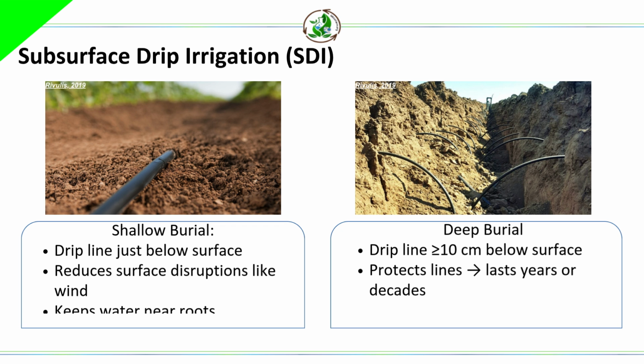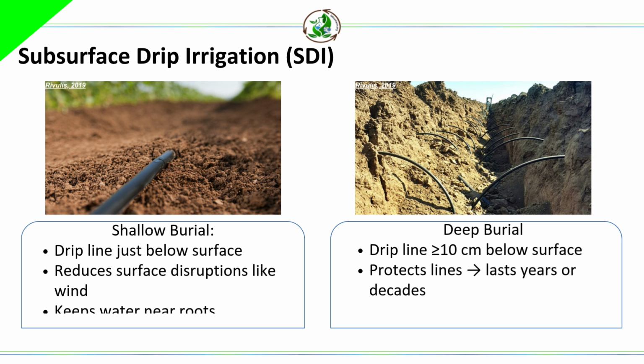Next, let's explore subsurface drip irrigation, or SDI. This is a type of drip irrigation where the drip lines are buried below the soil surface. There are two main ways to install SDI. Deep burial: the drip line is buried 10 centimeters or more below the surface. This placement protects the lines, so they can last years or even decades. Deep burial is ideal for long-term irrigation systems.